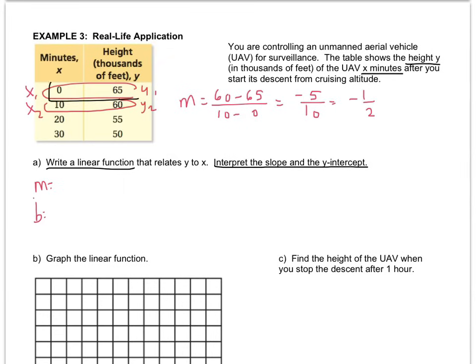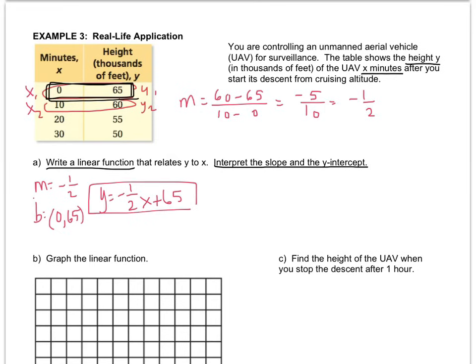The intercept is right here at 0, 65, because that's where the x is 0. So I have a slope of negative 1/2 and an intercept of 0, 65. So the formula is y equals negative 1/2 x plus 65. That's not all they want, though. They also want you to interpret the slope and intercept. So what does negative 1/2 mean?